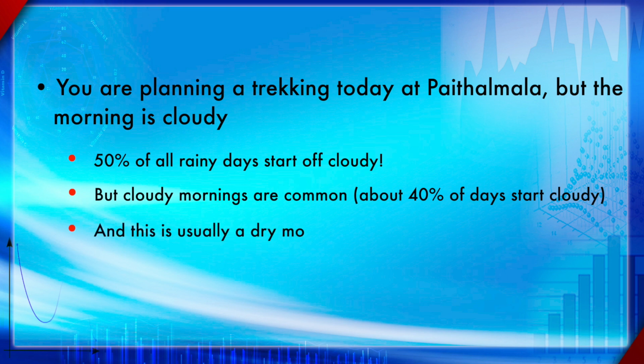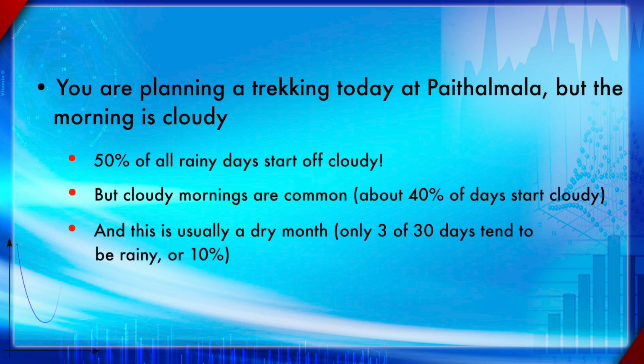And this is usually a dry month. So the month in which we are planning the trekking to Paithal Mala is a dry month. So only 3 out of 30 days tend to be rainy, or only 10%. So these are the prior information. We have to calculate what is actually the chance of getting rain today. Let us solve that on the board.